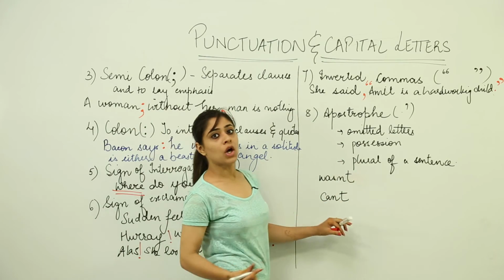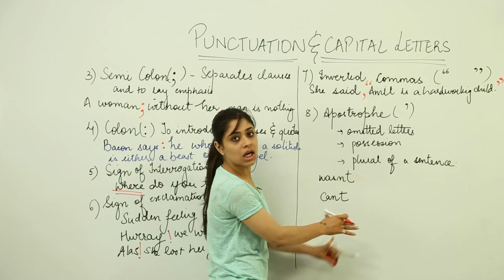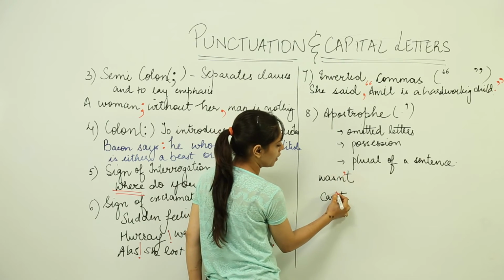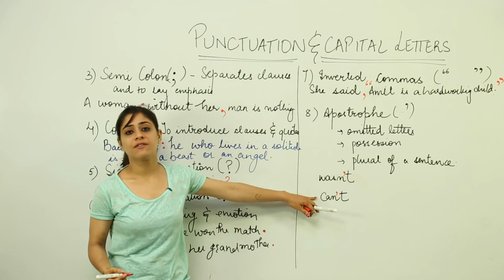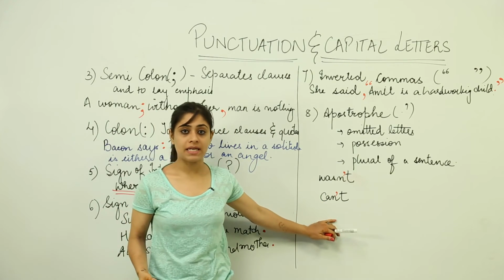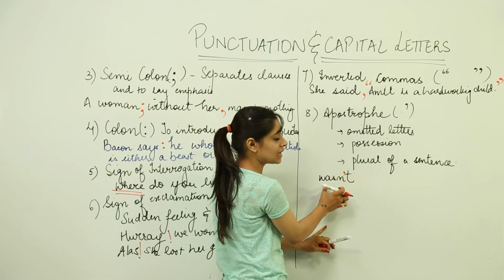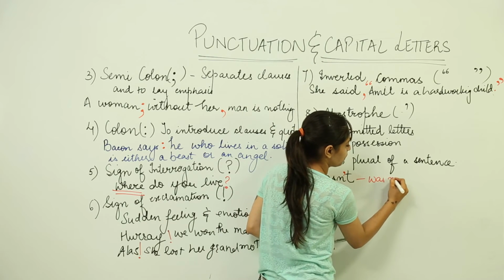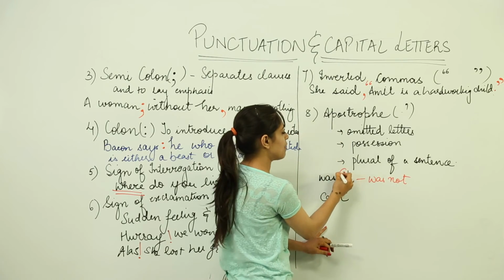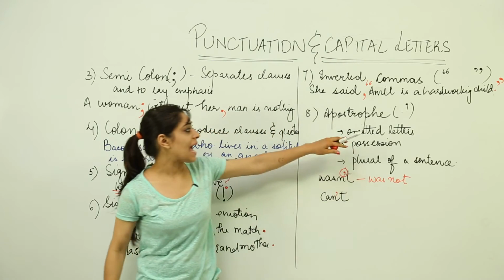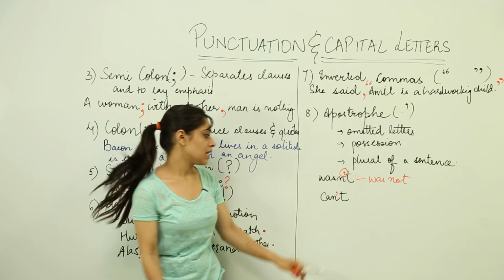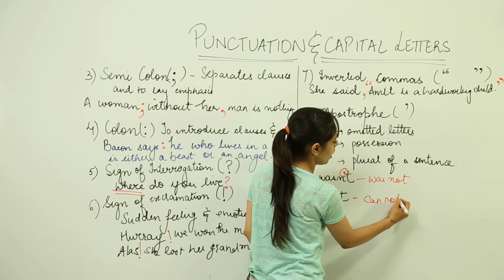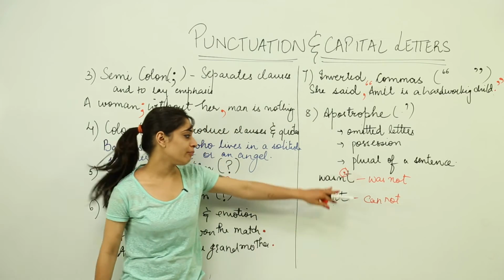Now you have come across words like wasn't, can't, right? So we put an apostrophe here. Why do we put an apostrophe? Because there are certain omitted letters from here. Because as it is, this word is was not. So this implies that there are certain omitted letters. Similarly, it is can not. But we write it can't with an apostrophe.